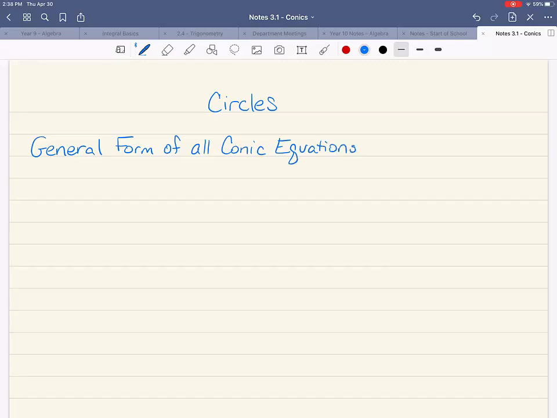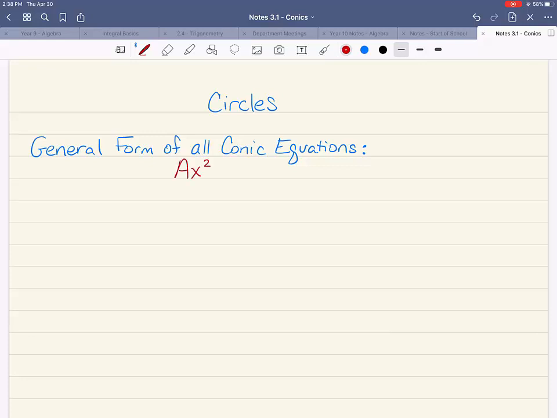This was not mentioned in Mr. Nash's video, but I do want to mention it here. So every type of graph has an equation and the way the equation looks, and different values in front of different letters affect the shape and size of the graph. So the general form for all conic equations is this formula here.